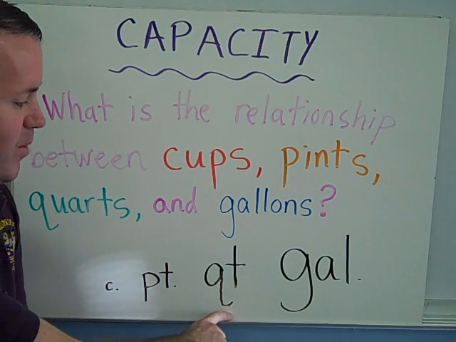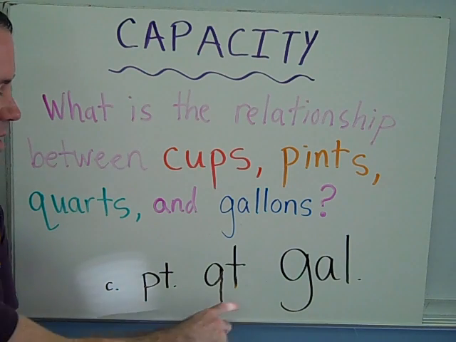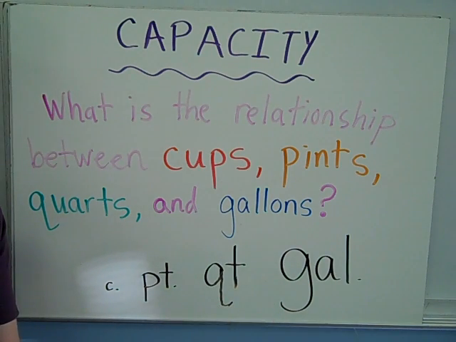What are you seeing happening here with the abbreviations? From the C all the way up to the gallon, how has it changed?